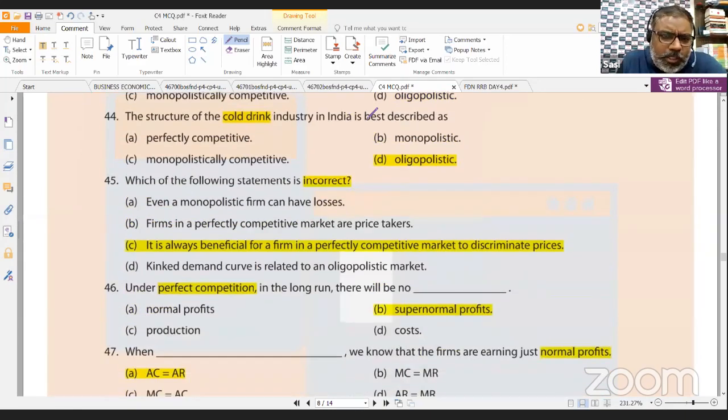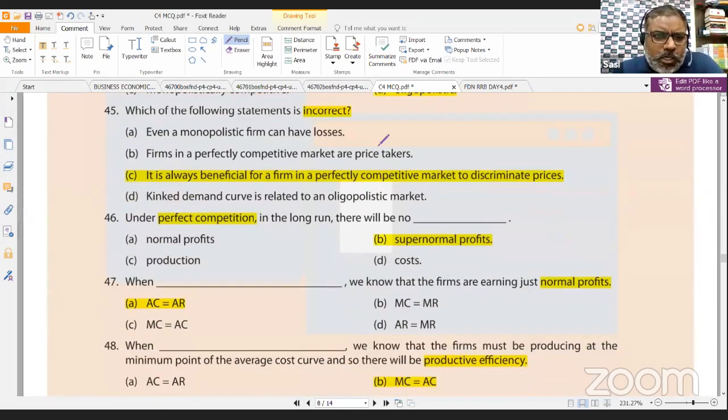Cool drink is at least okay, because there are only two major brands dominating the entire market, Coca-Cola and Pepsi. So we can say oligopolistic, a reasonably okay question. Then the 45th question, which of the following statements is incorrect? Incorrect. So, it is always beneficial for a firm in a perfectly competitive market to discriminate prices.